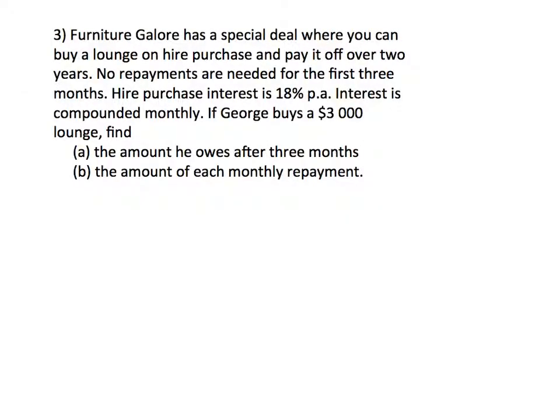One more example. Slightly harder this time. So Furniture Galore has a special deal where you can buy a lounge on hire purchase and pay it off over 2 years. No payments are needed for the first 3 months. Sounds like a good deal. Hire purchase interest is 18% per annum. Interest is compounded monthly. If George buys a $3,000 lounge, find the amount he owes after 3 months and then the amount of each monthly repayment.